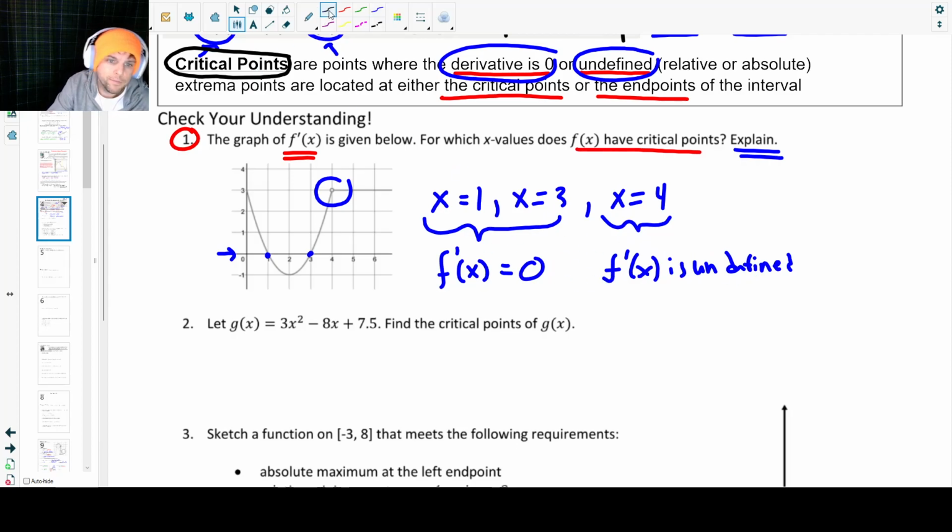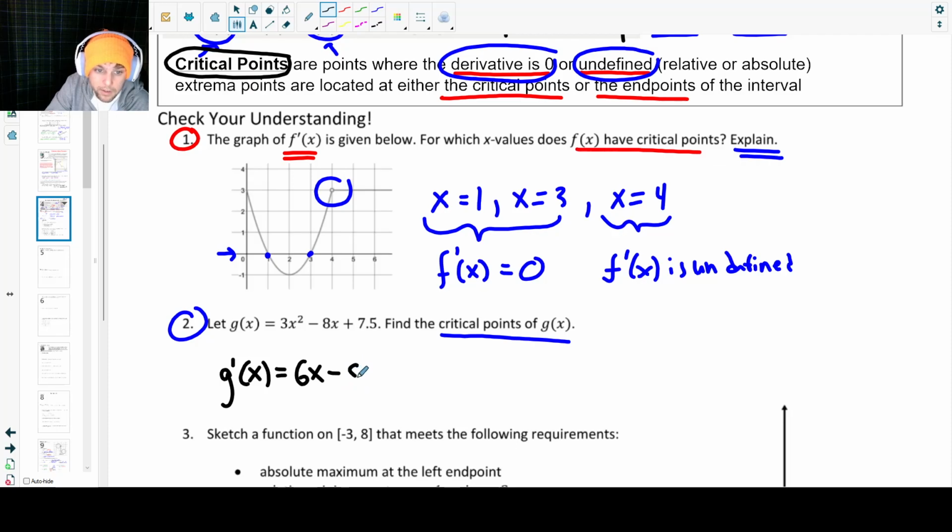All right, now finally, we can also take a look at equations. Right here we had a graph, and we can also look at equations as well. So it says let g of x equal 3x squared minus 8x plus 7.5, and we are going to find the critical points. So we want to know when the derivative equals 0. So we'll find the derivative of this quickly. 2 times 3 will be 6, and then that becomes x to the first power. Minus 8x becomes minus 8, and then the derivative of a constant is 0. So we want to know when this is equal to 0.